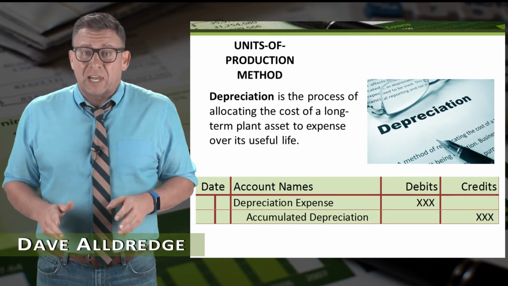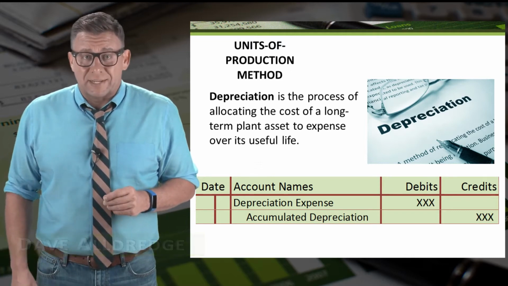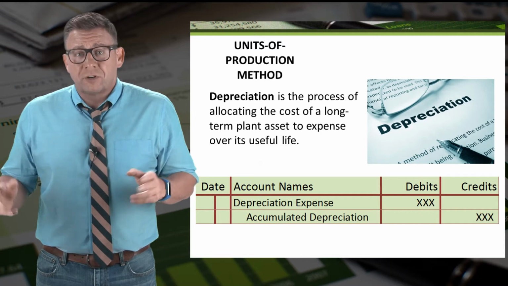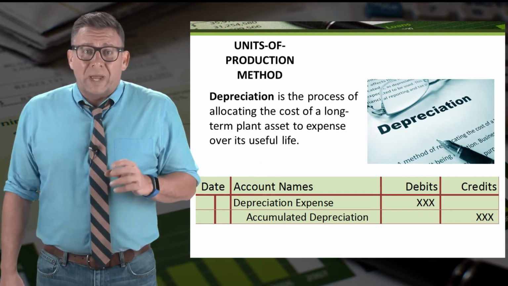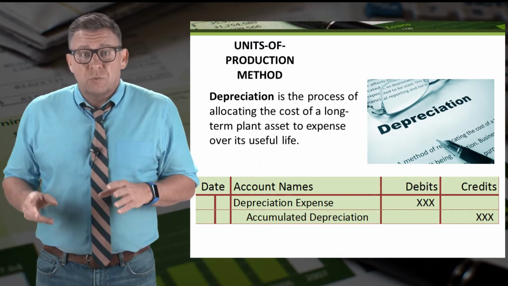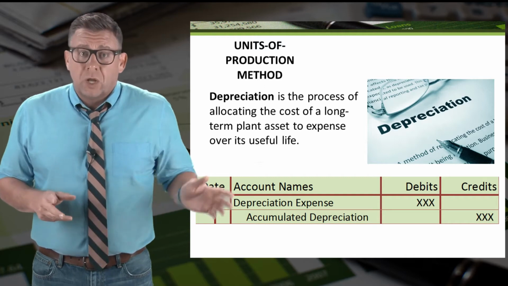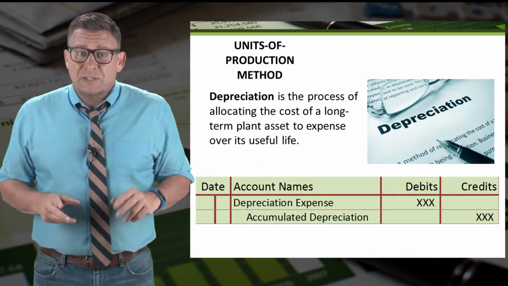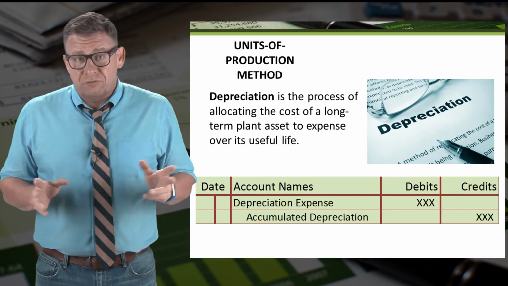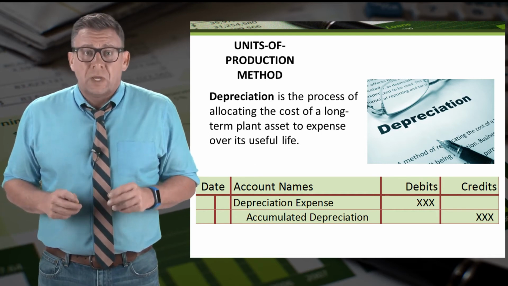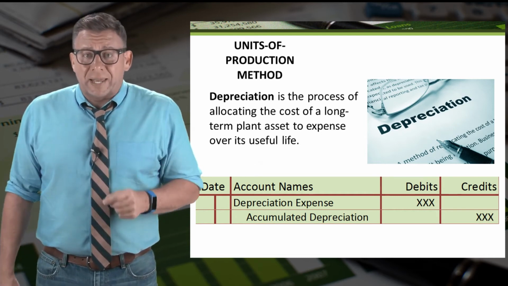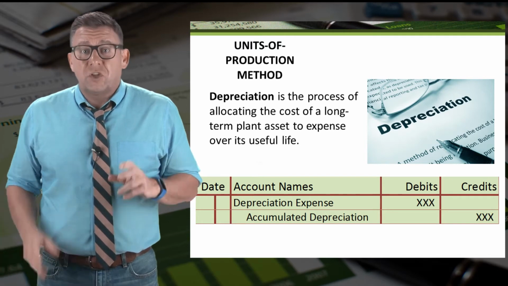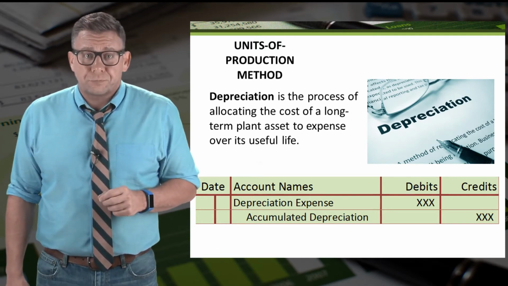Depreciation is the process of allocating the cost of long-term plant assets to expense over its useful life. We allocate asset costs to expense with the following adjusting journal entry. We debit depreciation expense and we credit accumulated depreciation for the amount of the expense. In this video, let's learn how to calculate depreciation expense with the units of production method.